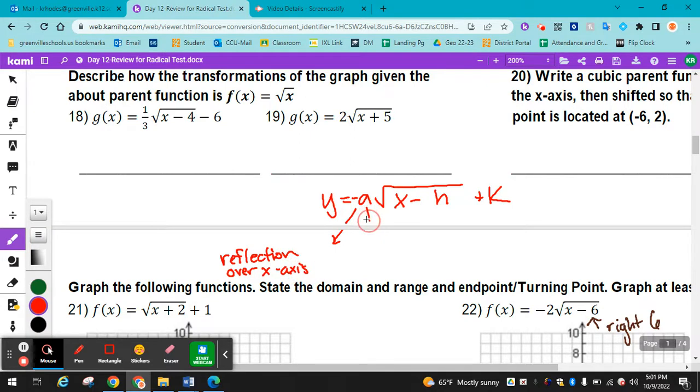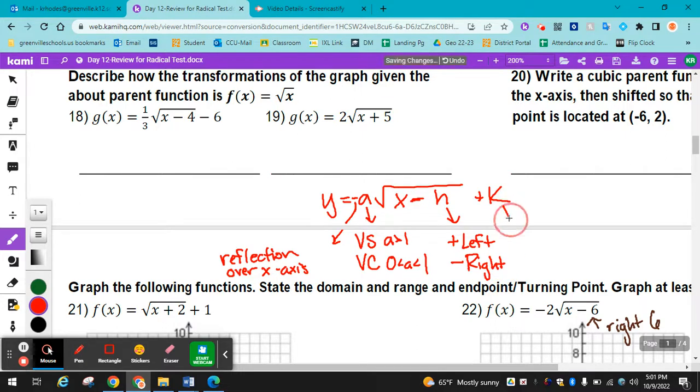The A, only positive, because if it was negative, then it'd be a reflection over the x-axis. If there's a number in front of your square root, it's either going to be a vertical stretch or a vertical compression. It's a vertical stretch if your number is bigger than 1. It's a vertical compression if your number is in between 0 and 1, so decimals, fractions, as long as it's not over 1. Underneath the radical, if it's positive, it's going left. If it's negative, it's going right, a little bit opposite of what you think, so be careful with your H.